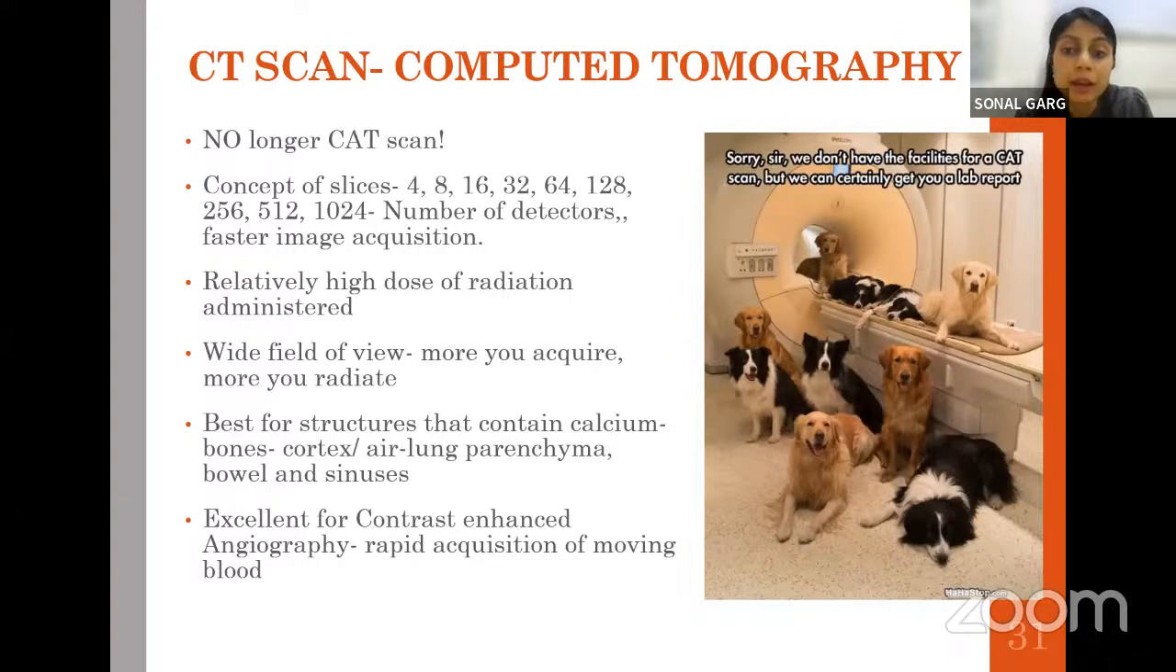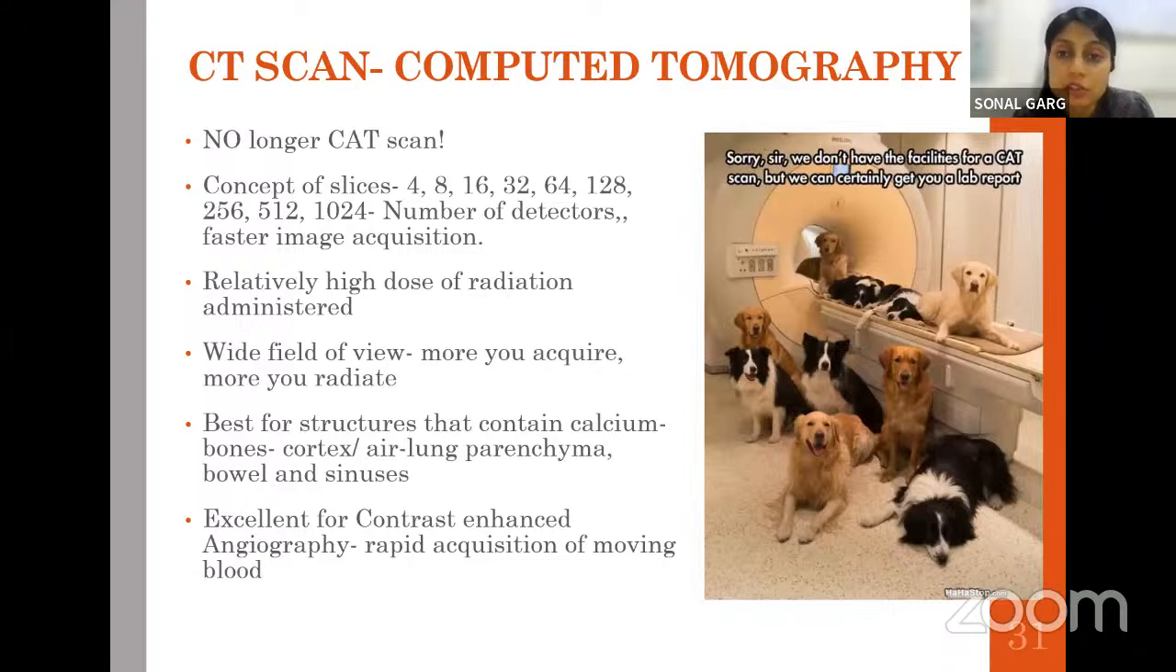Then another concept that we must understand is what is this multi-slice CT, where we say, oh, this center has a 4-slice, 8-slice, 16-slice CT. So these slices are equivalent to the number of detectors in the machine, sort of akin to the pixels in mobile cameras. So the more the number of detectors, the faster is the image acquisition. That is very helpful for angiographies, etc., where you really need the machine to move fast to be able to acquire good quality images.